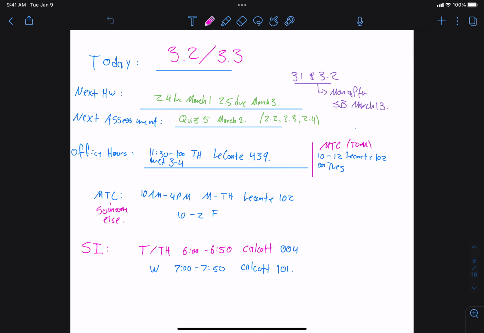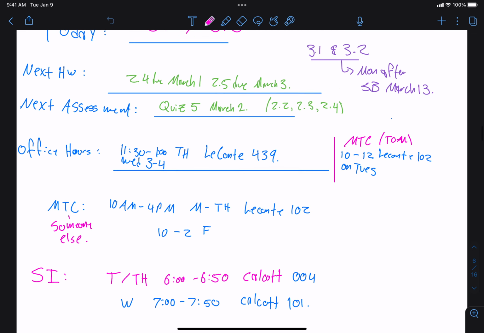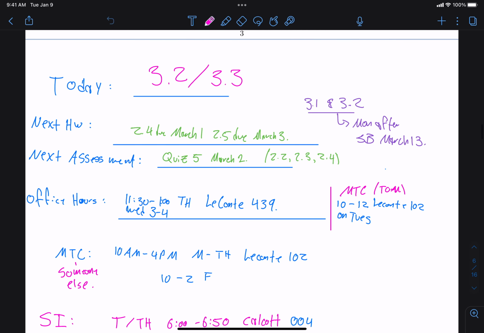So good afternoon, everyone. Welcome back to Math 122. Today we're going to keep on with our discussion of Chapter 3, where we are learning, broadly speaking, derivative rules, okay? How to find the actual derivative function, and how to use it.